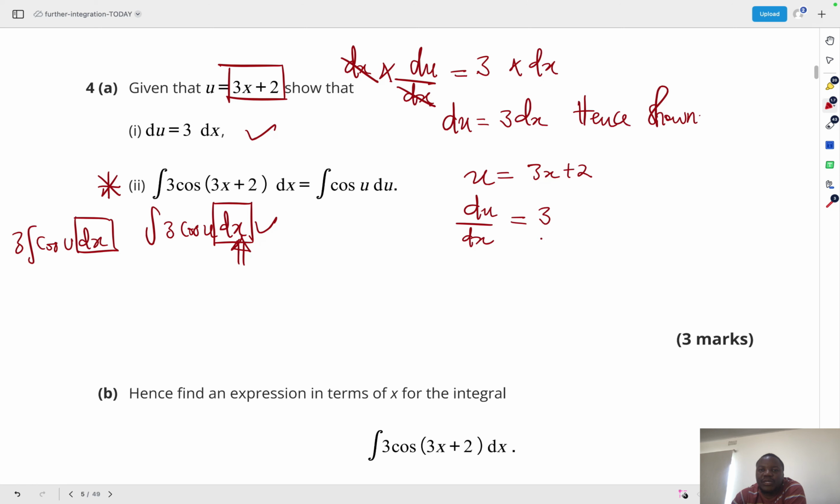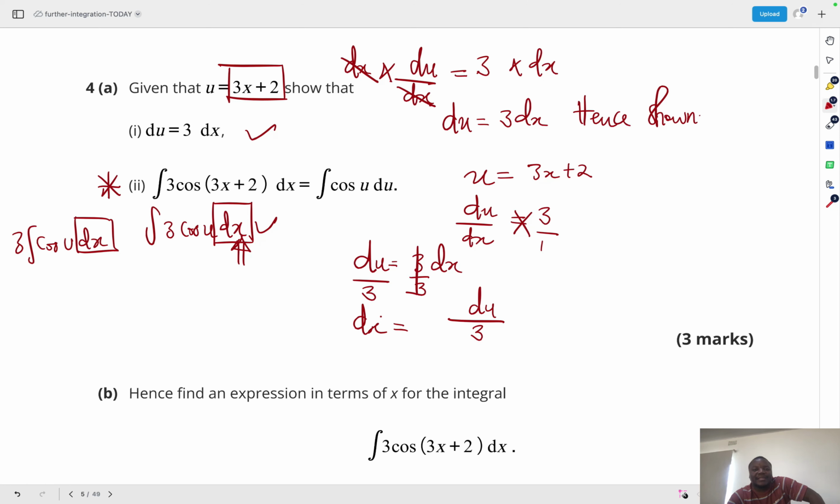So we'll cross multiply here and say du is equal to 3 dx, and then we want to divide by 3 so that dx can be equal to du over 3. It means wherever there is dx in our integral, we are going to put du over 3. That will make us cancel something.